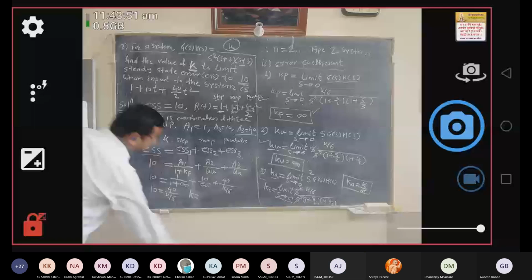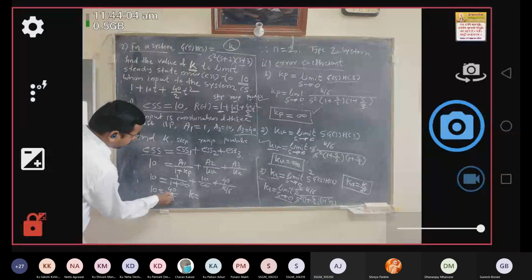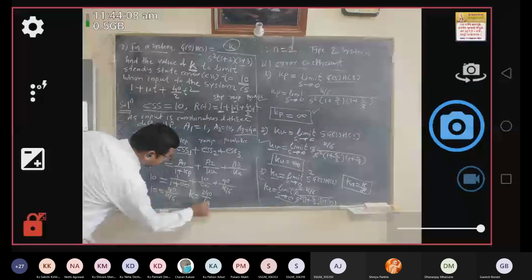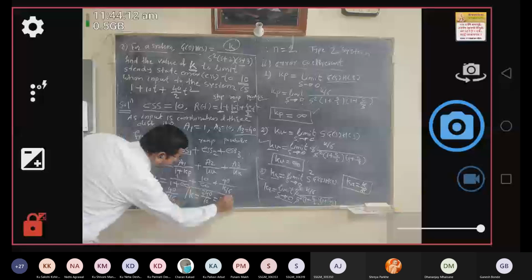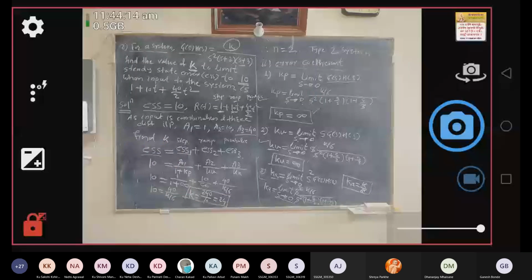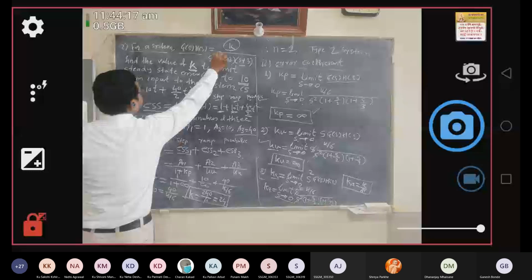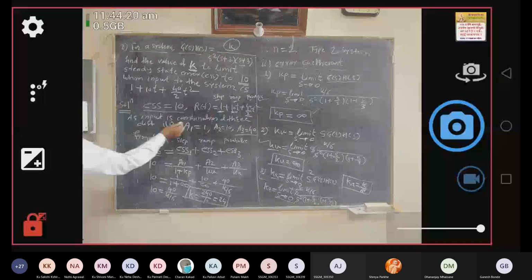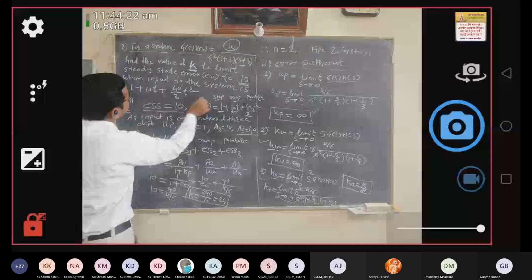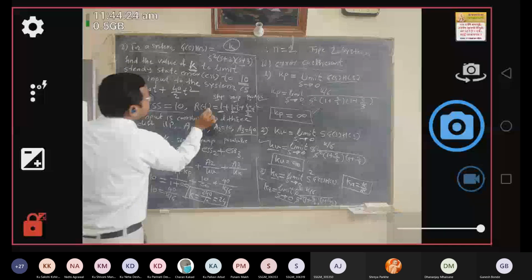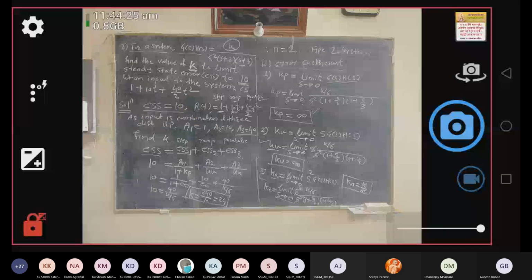24. Right, 24. So how is it? 6 into 40, it is 240. So 240 divided by 10, that is equal to 24. So K is equal to 24. So when we substitute K equal to 24, at that time our steady state error is limited to 10 when this input is applied to the system.